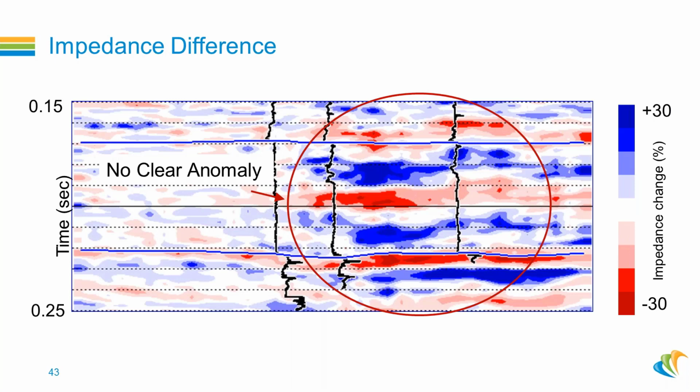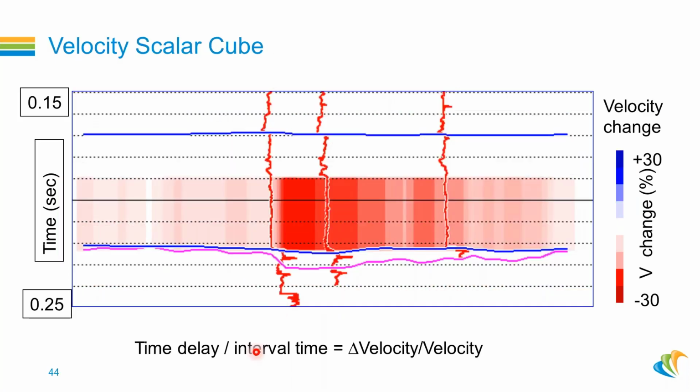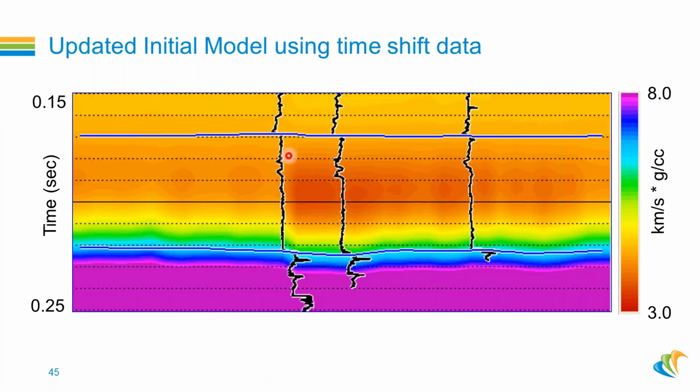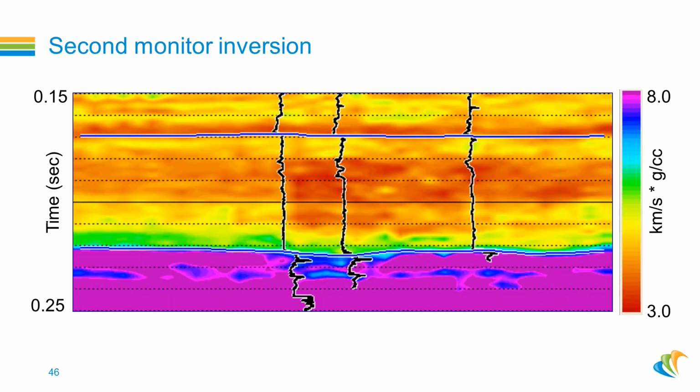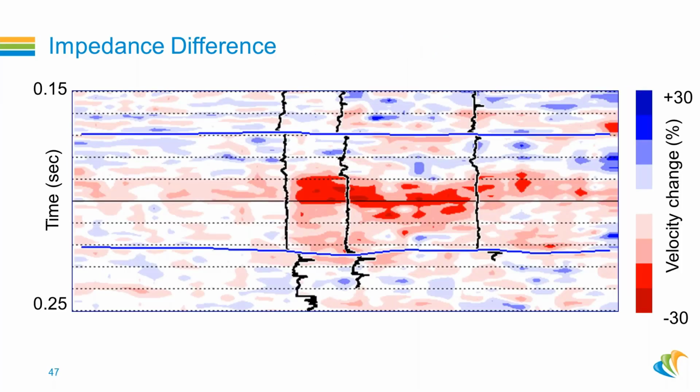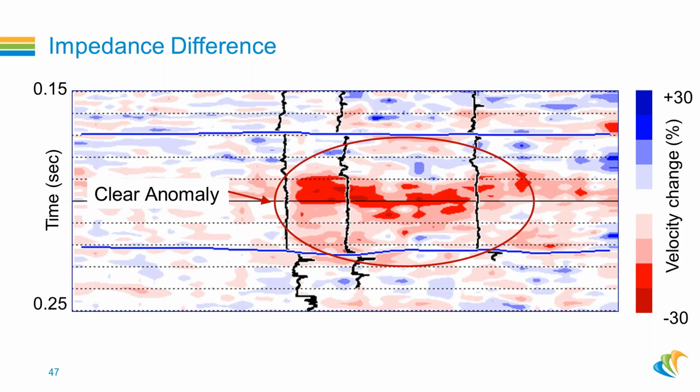So the idea is to use that time delay. I can use these time delay equations, and I can update the initial model using this velocity scalar cube coming from this equation. And this is the updated initial model. You see that there are changes happening here. And I can use this for monitor inversion. So after doing this monitor inversion and calculating the difference between the base and the monitor, I will see this nice anomaly appearing here, which also confirms what we expect from the production.